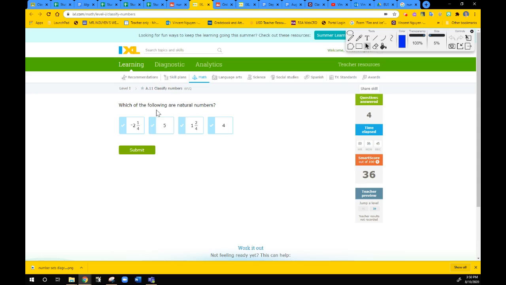Which one is a natural number? Remember, natural numbers are the ones that you actually count, like your fingers and toes. You know, 1 finger, 2 fingers, 3 fingers, that kind of thing, right? So 5 is, 4 is, and the rest are not. Okay, submit.